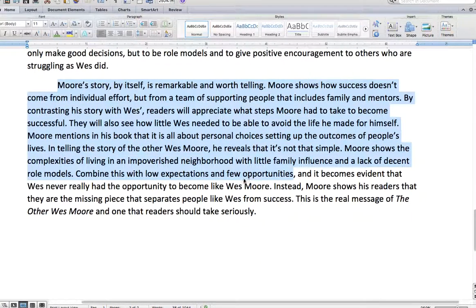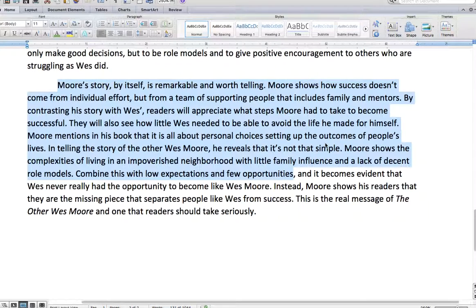Moore's story by itself is remarkable and worth telling. Moore shows how success doesn't come from individual effort, but from a team of supporting people that include family and mentors. By contrasting these stories, readers will appreciate what steps Moore has taken to become successful. They'll also see how little Wes needed to be able to avoid the life he made for himself. Moore mentions in his book that it is all about personal choices. In telling this story, the other Wes Moore reveals it's not that simple.